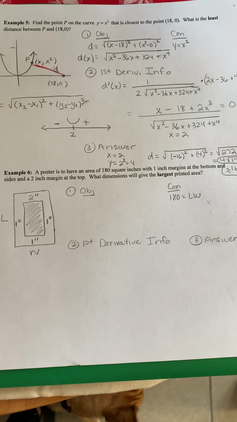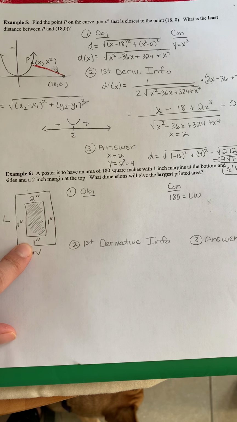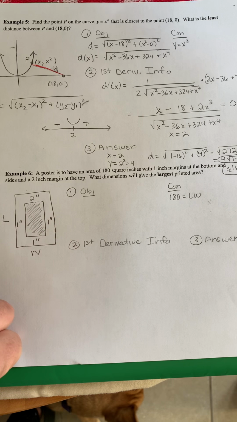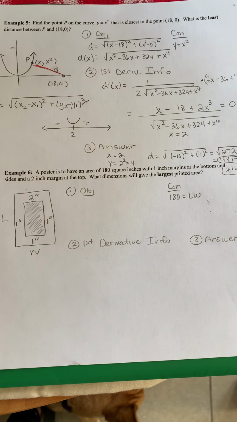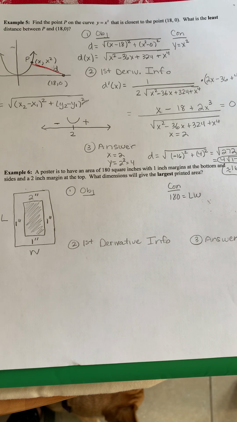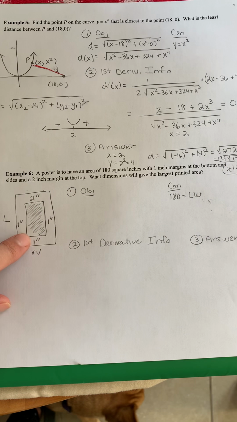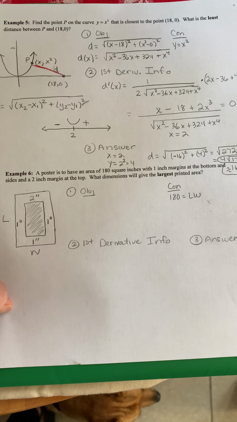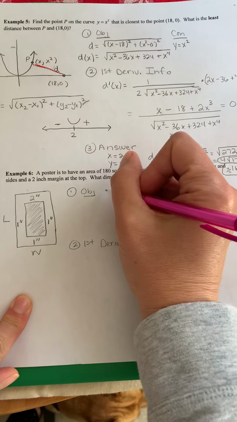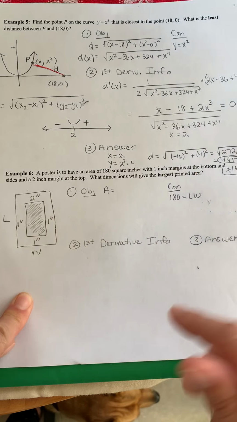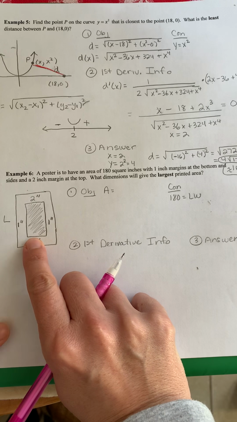And then we have the stipulations that we'll have a 1-inch margin on the bottom and the sides, which I also have marked. And then we have a 2-inch margin at the very top. So we're going to try to figure out the dimensions of the largest printed area, and the printed area I have shaded for you. All right, so we need the printed area. So I really need the dimensions of what I have shaded.